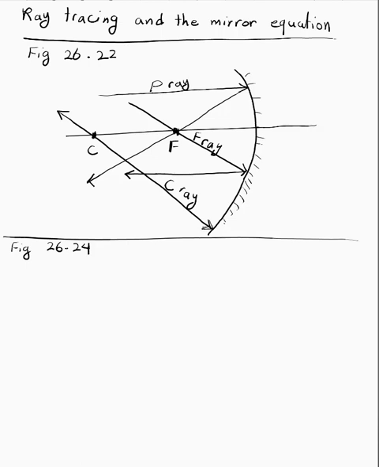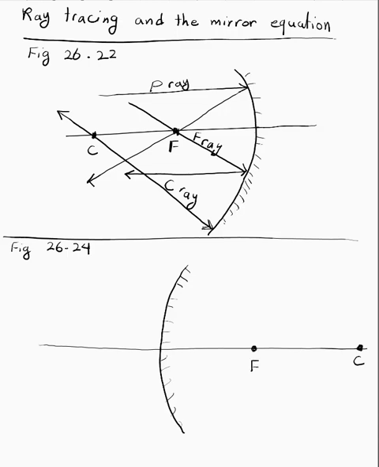Okay, to see how these rays can be used to obtain an image, let's consider a convex mirror, figure 26.24 in your book. The first thing to do is always to draw the principal axis, always to specify the center of curvature, and always to point to the focal point here.